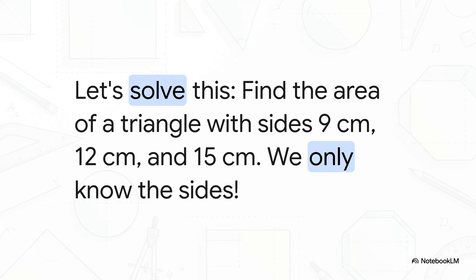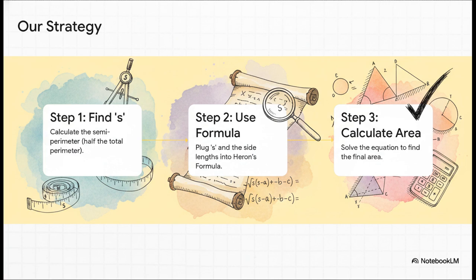Okay, time to put that secret weapon to the test. Let's solve a quick puzzle. We've got a triangle with sides measuring 9, 12, and 15 centimeters. We have no idea what the height is, so this is a perfect job for Heron's formula. Our strategy is super straightforward. We can break it down into 3 simple steps. First, we need to figure out that S value, the semi-perimeter. Then we just plug all our numbers into the formula. And finally, we just crunch the numbers to get our answer.